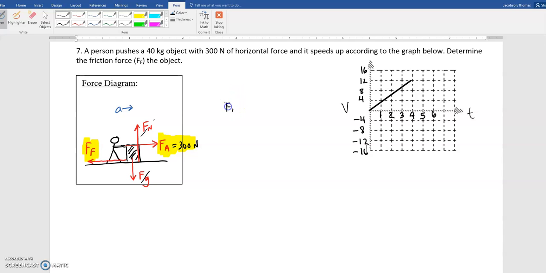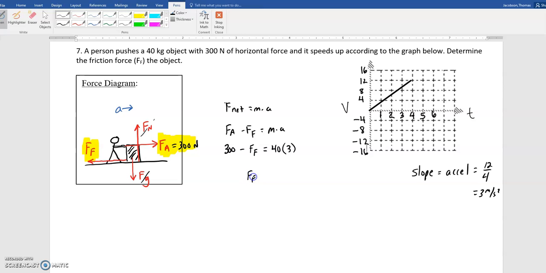So when I do F net equals ma, I make my applied force positive, my friction force negative, so I subtract that off, equals m times a. And then I can start filling in what I know. So in the problem it says the applied force is 300 newtons, the friction force we don't know, my mass is 40 kilograms, my acceleration comes off the graph. And the key thing here is that you should know that the slope of a velocity graph is your acceleration. So in this problem, the slope is 12 over 4, which is equal to 3 meters per second squared. So my acceleration is 3.